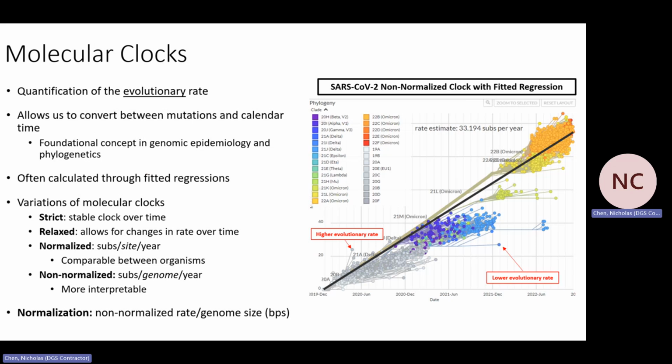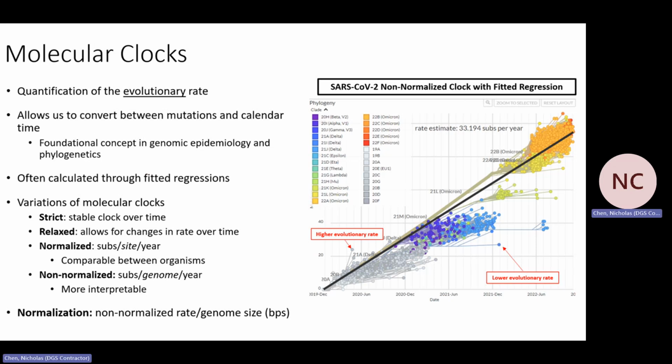Relaxed clocks allow for changes over time, potentially allowing for a more accurate calculation at the cost of greater complexity. Another consideration is how to express the clock's rate, for which we have 2 options. If we adopt a normalized rate, we express this value as the number of substitutions or mutations per site per year. In other words, an organism where we expect to see 100 substitutions that has a genome length of 1,000 bases would yield a normalized rate of 0.1 substitutions per site per year.